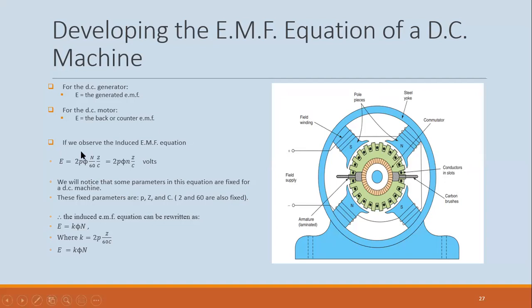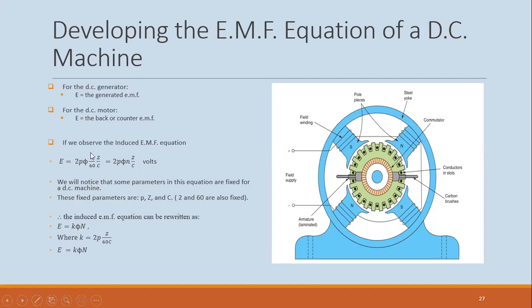All right, now if we take a look at this induced EMF equation, we will notice that some parameters are fixed for the machine. For a particular machine, the number of poles would be fixed, the number of conductors would be fixed, and the number of parallel paths would also be fixed. 2 and 60 are also constant, so basically they are fixed also.